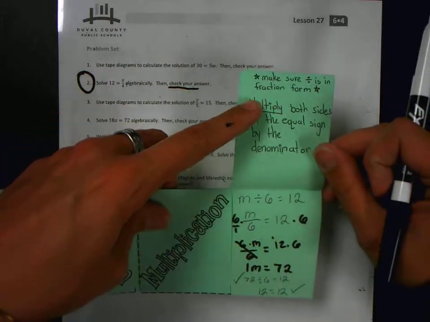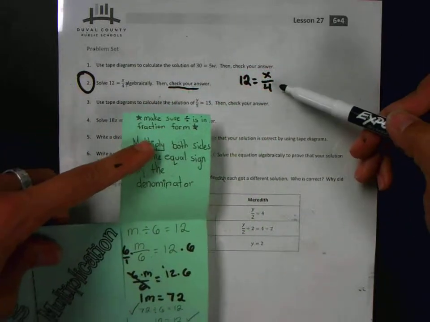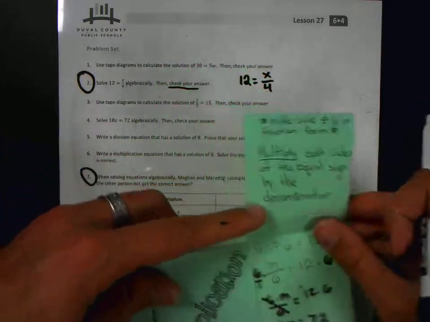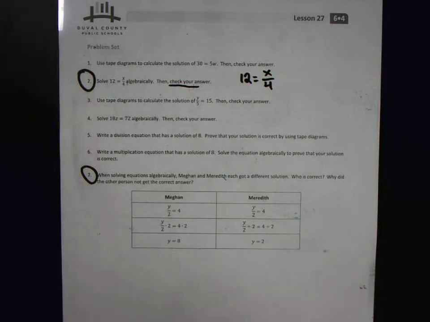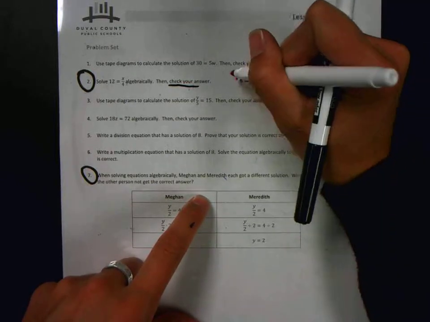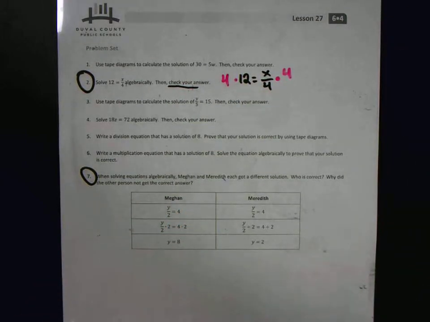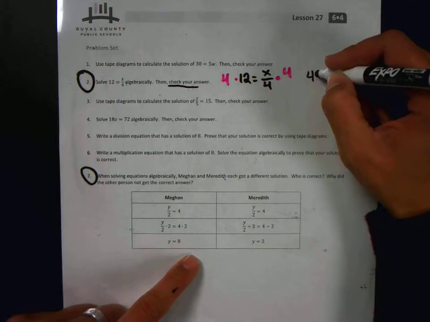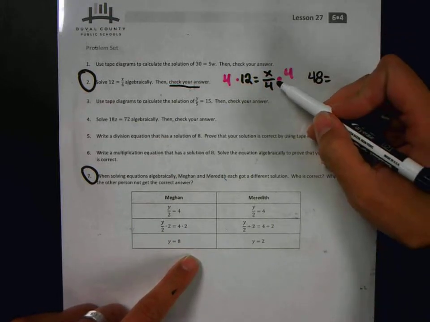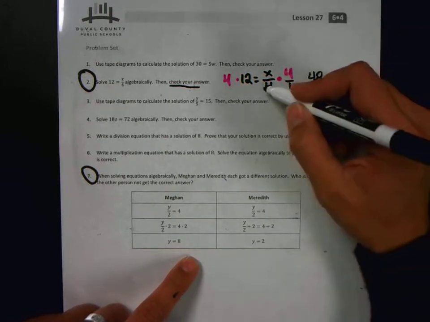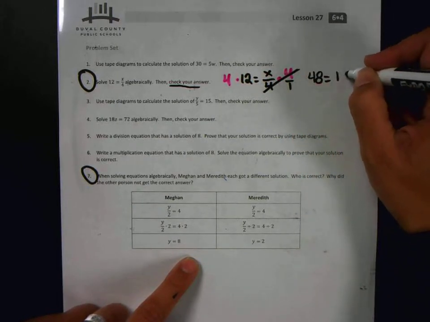Multiply both sides of the equal sign by the denominator. Our denominator in this case is 4, so we want to multiply both sides by 4, not just one side. We know that 4 times 12 is 48. And 4 divided by 4, because they're diagonal from each other, and remember that's a 4 over 1, they cancel each other out to be a 1, so that's going to be 1x. So 48 equals 1x, or the same as 48 equals x.